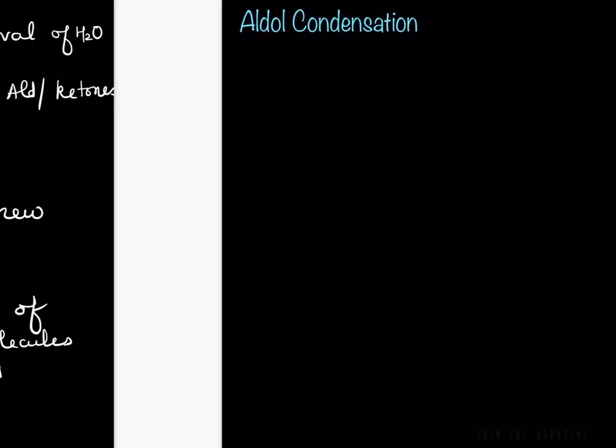Now let's look into the mechanism for the aldol condensation reaction. Let's first draw the product for the reaction, and then we'll go for the mechanism. The aldol condensation reaction proceeds with either two aldehydes or two ketones, where it is first converted into an aldol addition product, and then when it is heated, it gives the alpha beta unsaturated ketone or aldehyde.